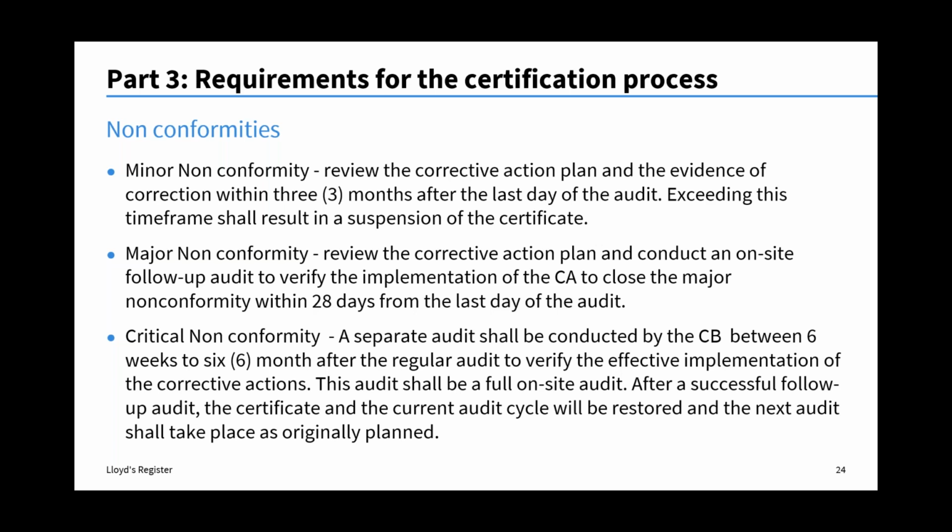For a critical non-conformity, there would be a separate audit conducted by the certification body between 6 weeks to 6 months after the regular audit to verify the effective implementation of the corrective actions. This audit would be a full on-site audit, and after the successful follow-up audit, the certificate and the current audit cycle will be restored, and the next audit shall take place as originally planned. So those are the requirements related to non-conformity handling. There are few changes in the wordings, but overall this was there in version 4.1 as well.